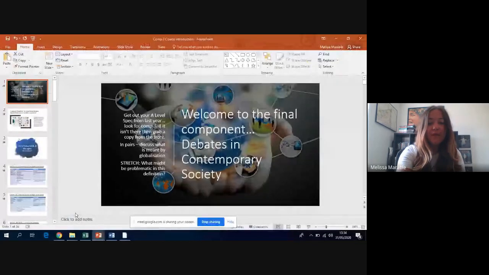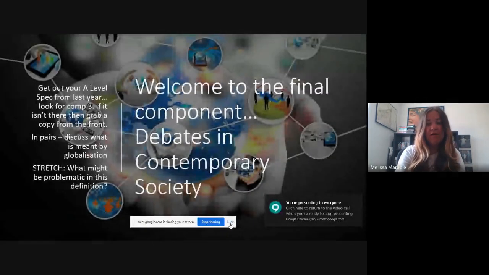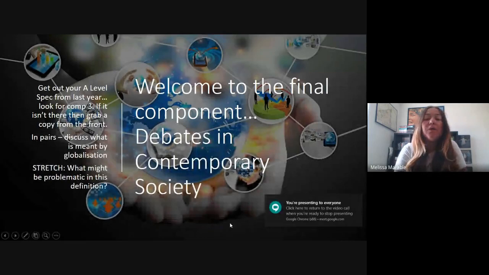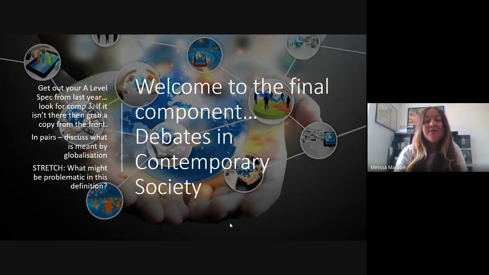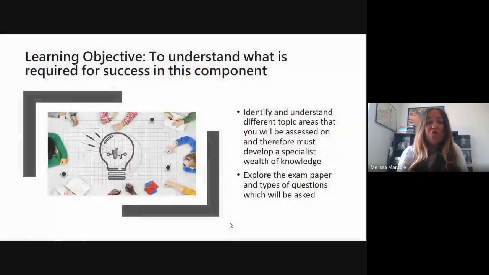So let's crack on with the first lesson. I'm going to share my screen. Lovely. So guys, welcome to the final component, your final paper, debates in contemporary society. So we're going to crack on with today looking at our learning objectives. We're going to understand what is required for success in this component, first of all, for the first half, and then we're going to go straight into the first lesson.